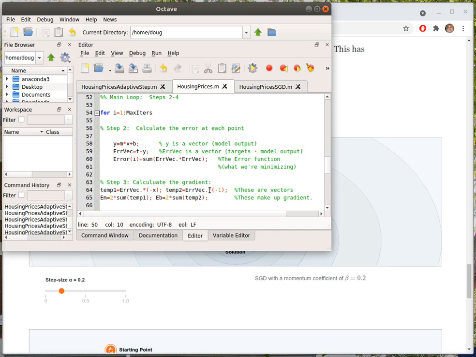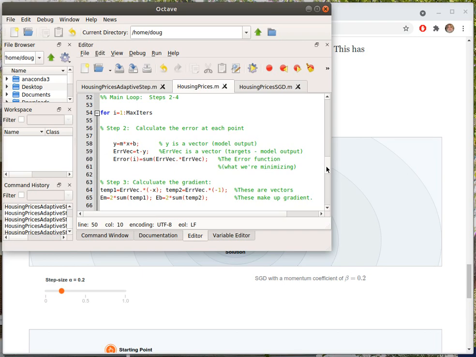Yeah, I could have written that better, but I wanted to make it look like the notes. This is another vector in R10, and so the actual partial derivative is the sum of these values times 2. You could get rid of the 2 if you wanted to. You could put the 2 with the alpha, but just so it looks like the notes, I'll keep the 2 in there. So e_m in this case is the partial of the error with respect to m, and e_b is the partial of the error with respect to b.